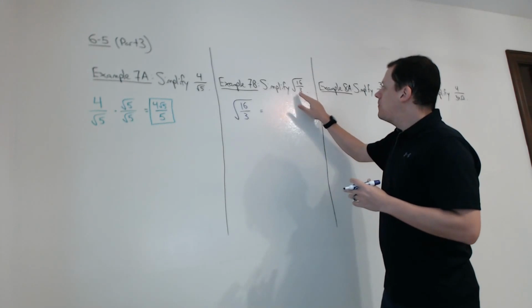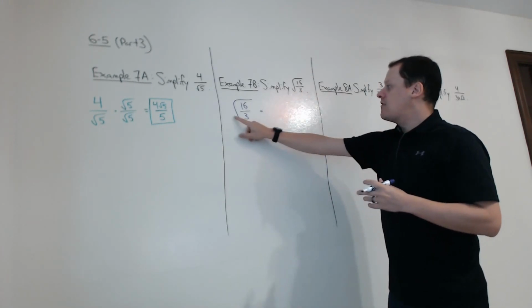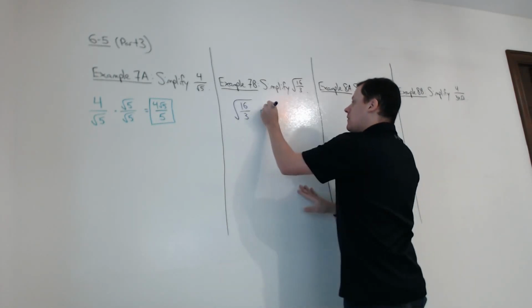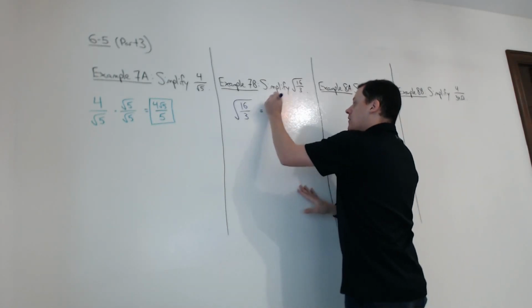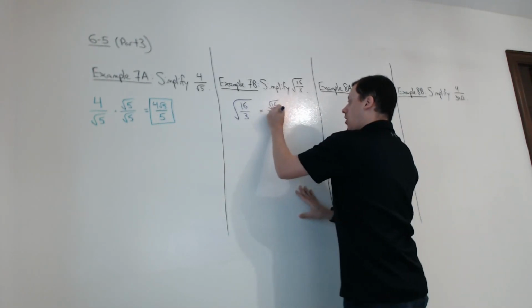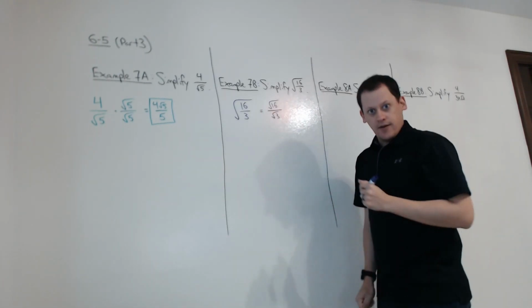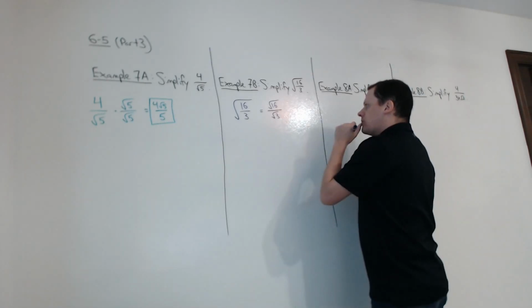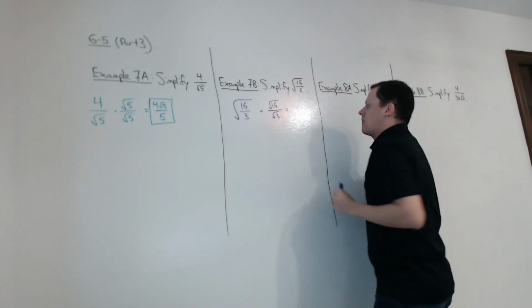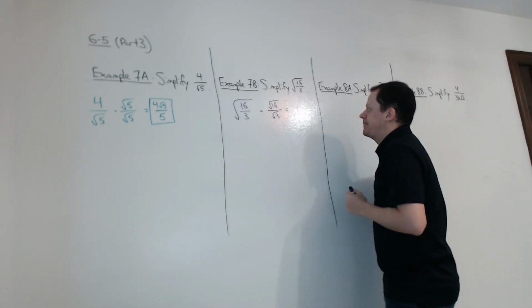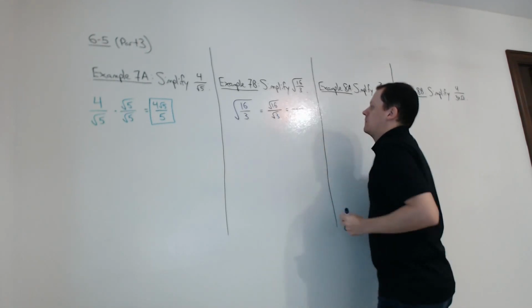So what we can do to start here, if you ever have the square root of a fraction, you can break it up as the square root of the numerator over the square root of the denominator. You're allowed to do that. So anything you know here? It's still going to be a fraction.